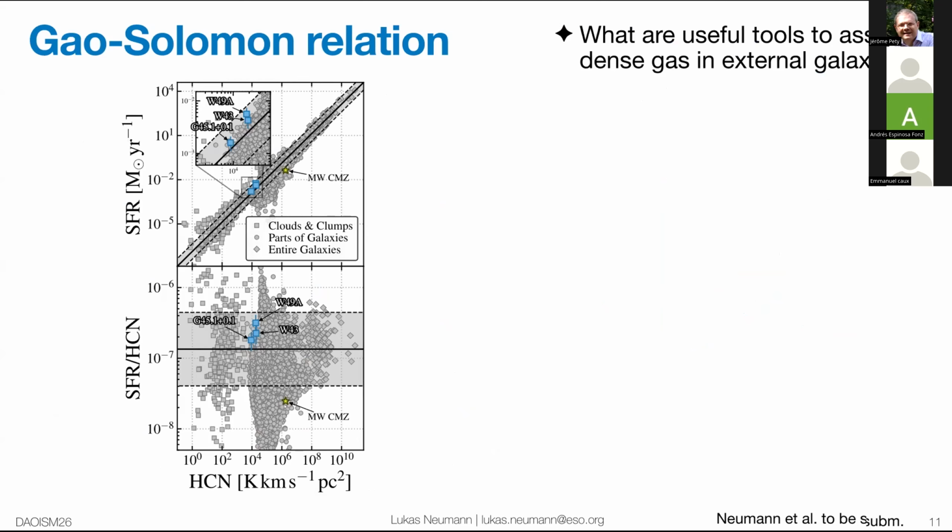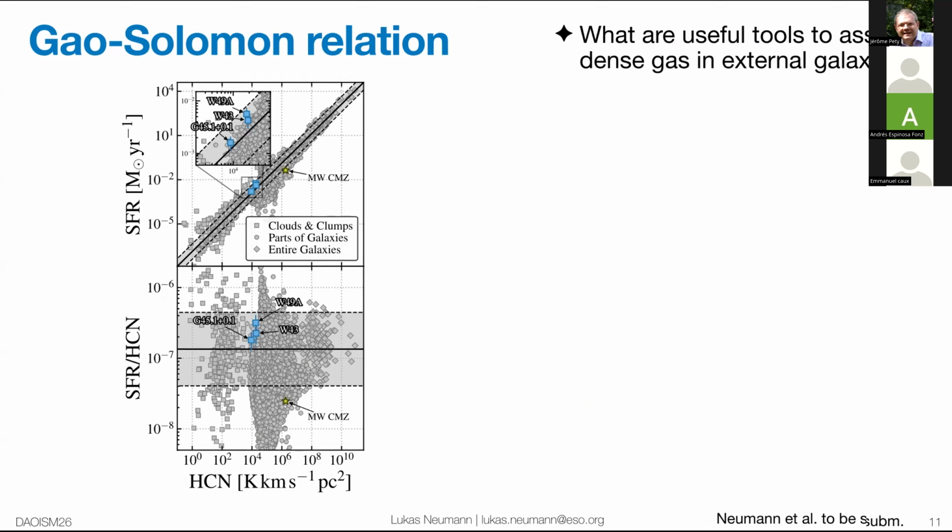So now I want to put these clouds a bit more into the extragalactic context. We've seen this relation already before, the HCN luminosity versus star formation rate tracer, and also the ratio, which we can refer to as the Gao-Solomon relation. Now I'm putting these three clouds on it as integrated measurements. We just integrate all of the luminosity within the field of view, take the star formation rate from an infrared measurement, and put them on this relation. And what we see is they fit quite nicely onto the relation.